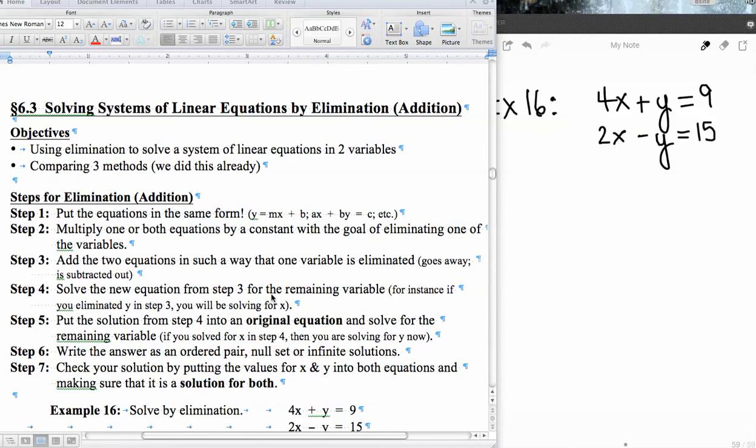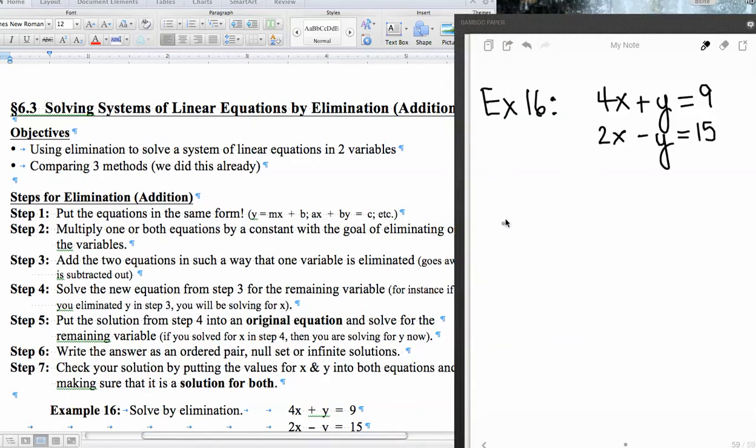And then we're going to solve the new equation that we just made in step number 3 for the remaining variable. And then we're going to take that solution back to an original equation, and we'll solve for the other variable, and then we're going to write our answer. So here we go. Let's just do this system.